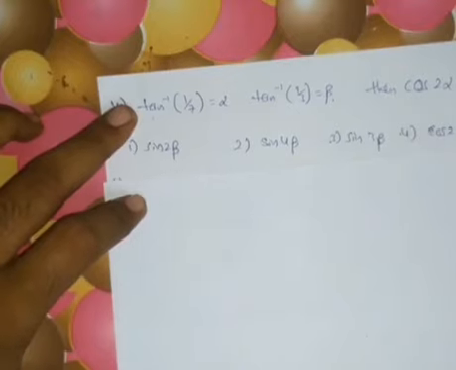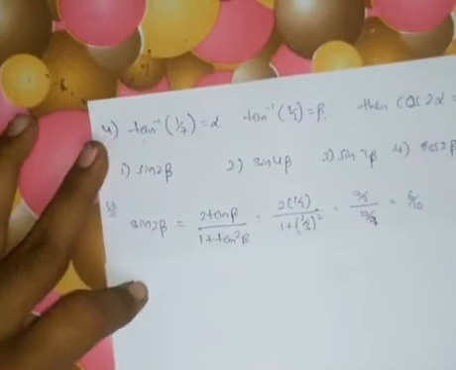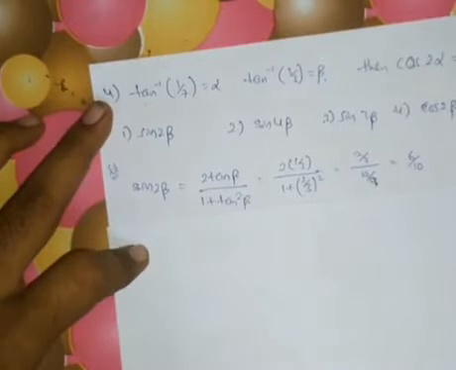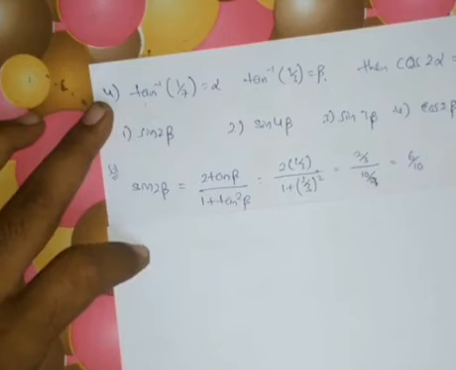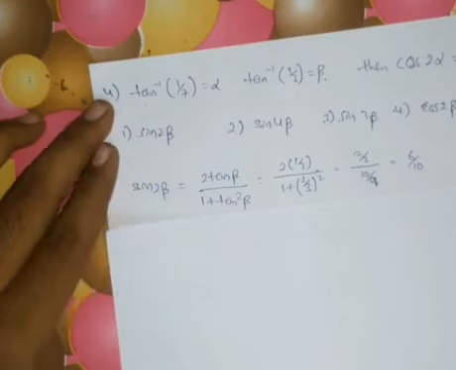First option here is sin 2 beta. We already know that sin 2 theta can be written as 2 tan theta by 1 plus tan square theta. It is a double angle formula, or we can directly remember the sin 2 theta formula. From the question, tan beta equals 1 by 3. Substituting the value, we get 2 into 1 by 3 by 1 plus 1 by 3 whole square. After calculation we get 6 by 10. So this is the value of the first option.